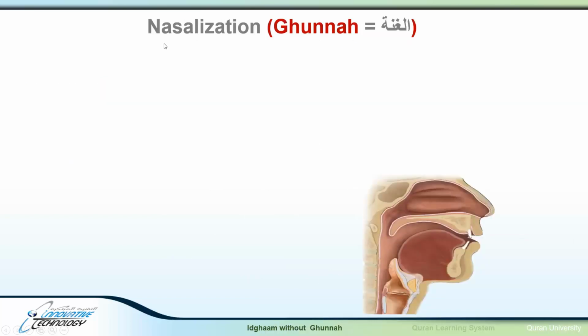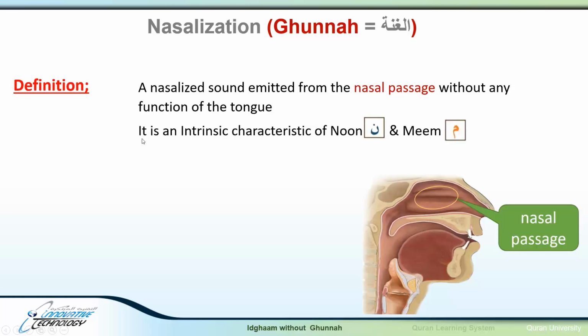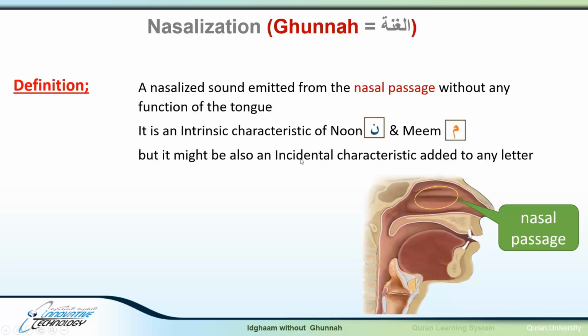We'll quickly revise our definition of Ghunnah that we have mentioned before. Ghunnah, or nasalization, is basically a nasalized sound emitted from the nasal passages without any function of the tongue. And it is an intrinsic characteristic of the noon and mim, yet it can be an incidental characteristic added to any other letter. And this is what we're going to avoid in this idgham without Ghunnah. We shouldn't add a nasalization sound. The idgham here has to be without Ghunnah.